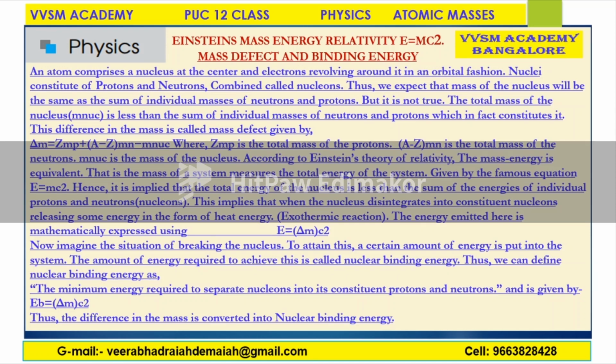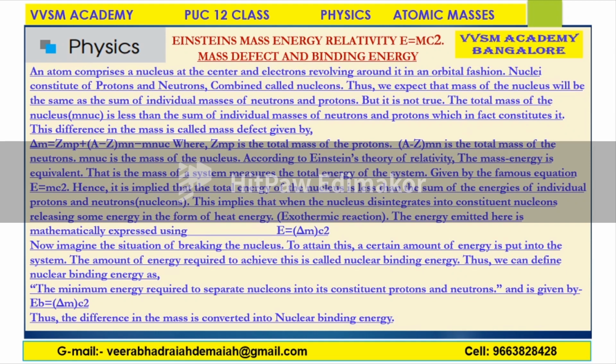The difference in the mass is called mass defect, which is given by delta M = Z Mp + (A - Z) Mn - Mnuc, where Z Mp is the total mass of protons, (A - Z) Mn is the total mass of the neutrons, and Mnuc is the mass of the nucleus.